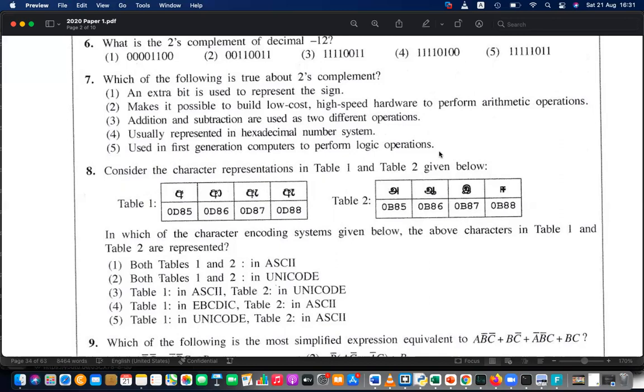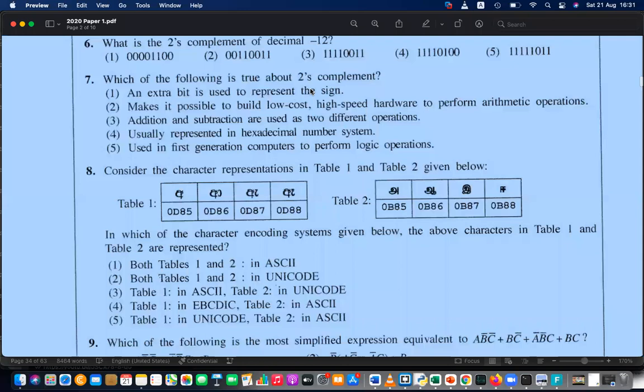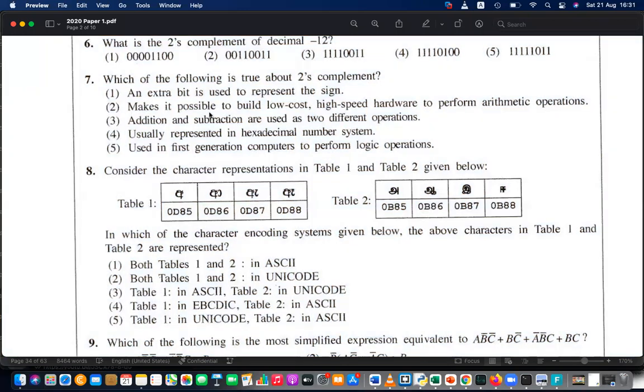Okay, let's read the question. Which of the following is true about 2's complement? An extra bit is used to represent the sign bit? No, it's not an extra bit. It's the first bit. The first bit is used for the sign bit, so that is not true. It makes it possible to build low cost, high speed hardware to perform arithmetic operations. Yes, you don't need a subtracting operation. You don't have any subtraction or overflow bit re-addition issues. Therefore, it's really possible to build low cost, high speed hardware.